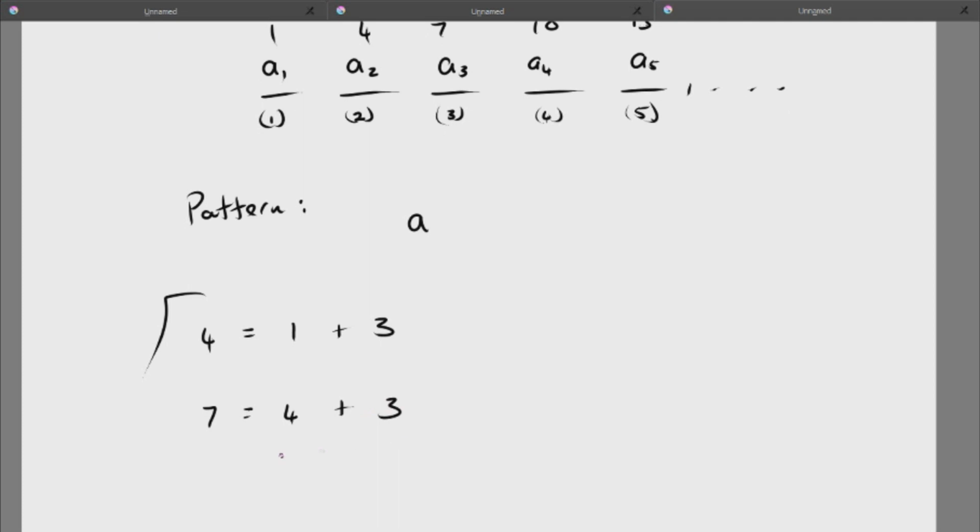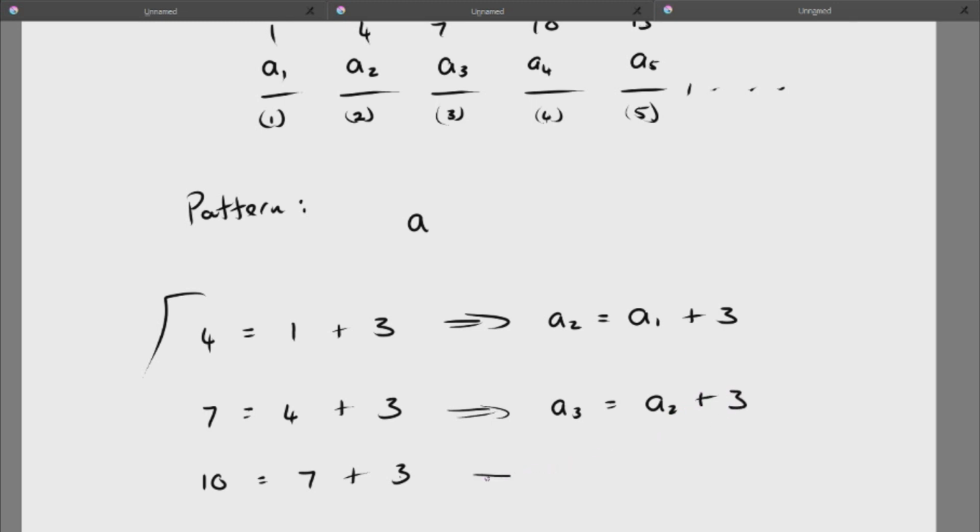And let's maybe do one more, squeeze it in there. To get the 10, I took the previous 7 and added 3. By way of their names, this first one means to get A2, I would have to take A1 and add 3. To get the next one, 7 is the third term, has name A3. I would take the previous term and add 3. And that last one, to get 10, which would be the fourth term, I take the previous term, which would be the third position, plus 3. And I can keep going like this.